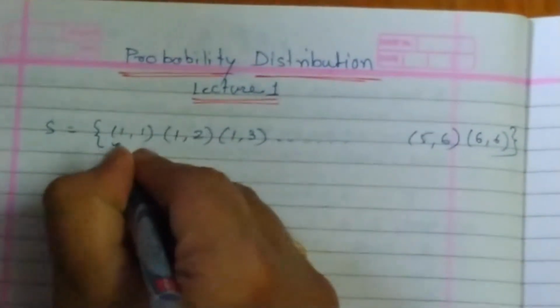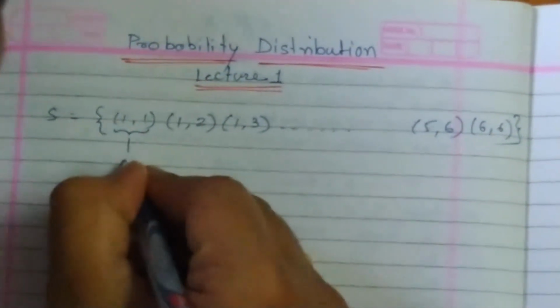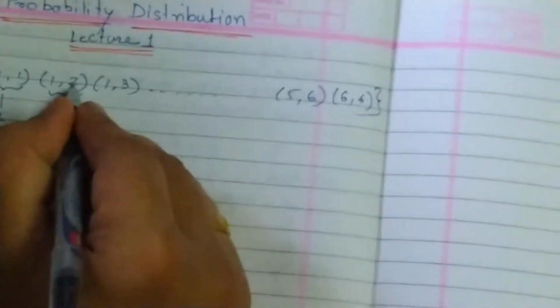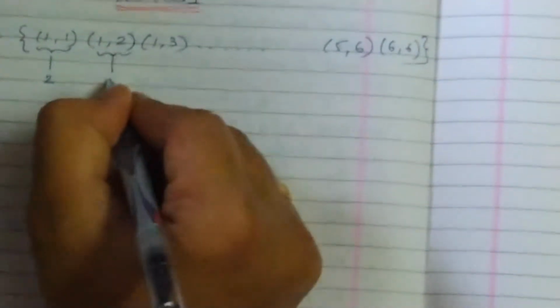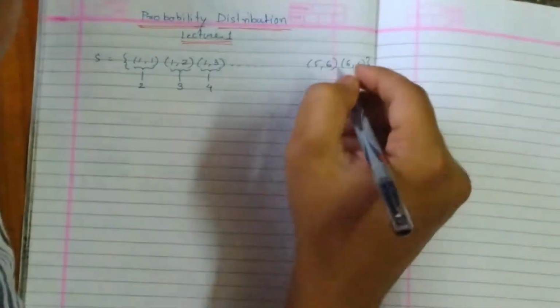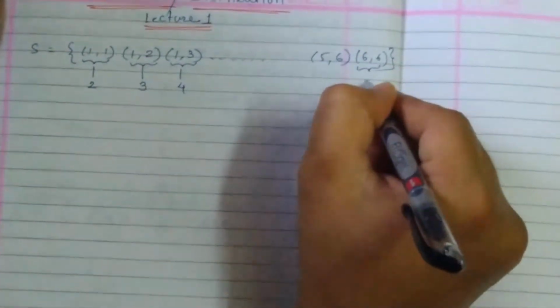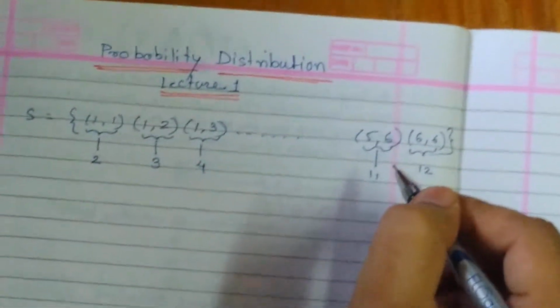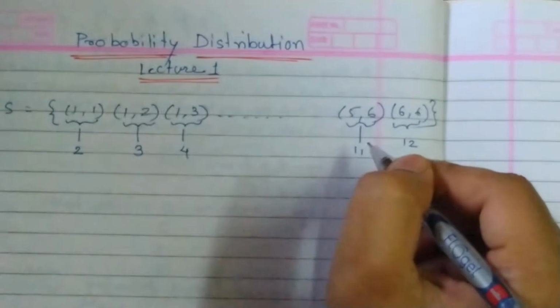For example, the element (1,1) is assigned the number 2 because the sum of 1 and 1 is 2. Let's take this one: the first die is showing 1, second is showing 2. The sum of these two is 3. Here it is 4, and so on. Here it is 12, whereas for this it is 11. Are you clear with this?